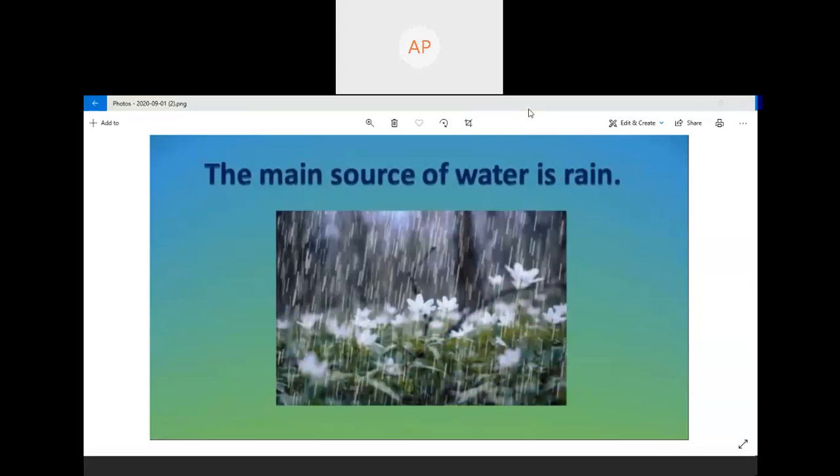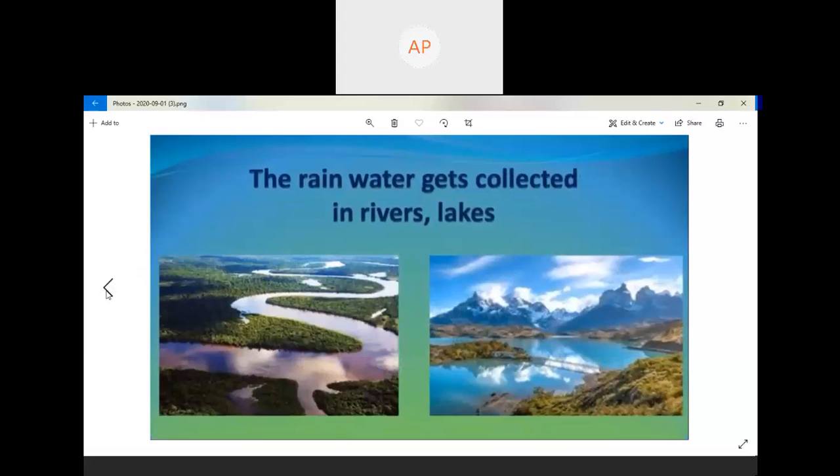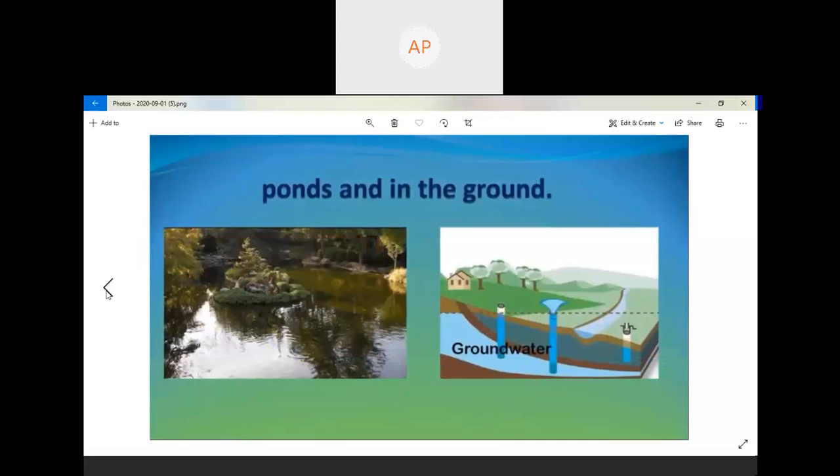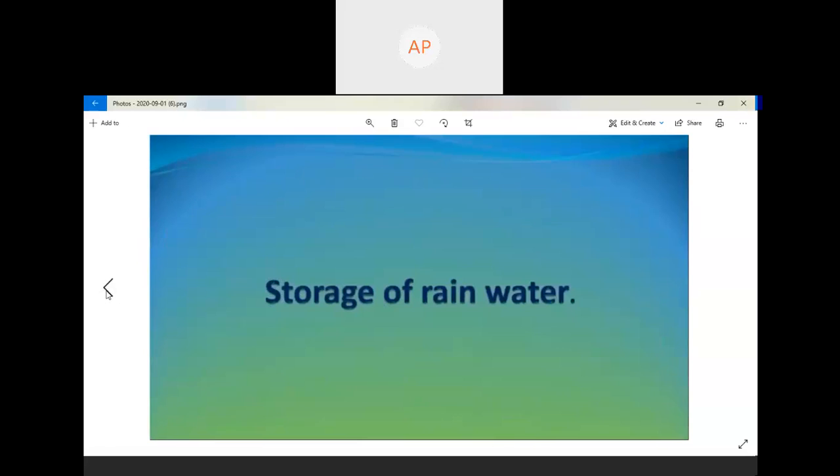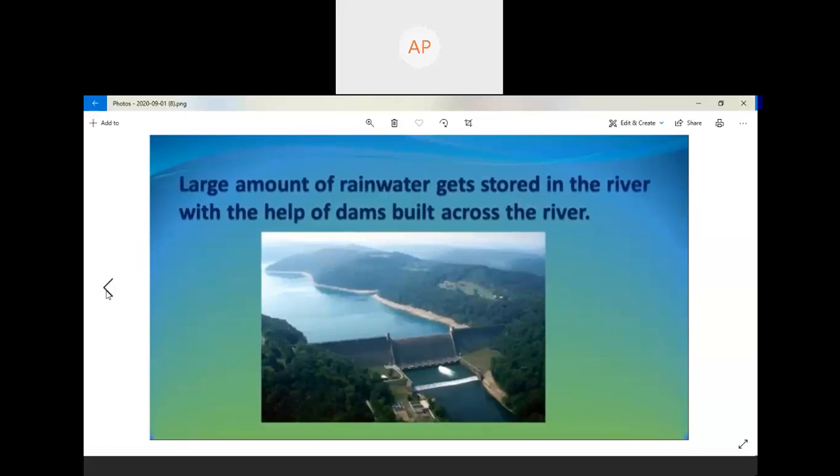And tell me, what are all the forms of water? In which form do we see water? Rivers, good. Then rain. Lakes. Yes, lakes, rivers, ponds, and we also see underground. That is underground water. Yes. What are the storage of rainwater? Yes, dams. Very good, children.